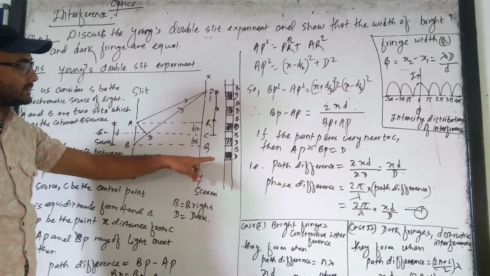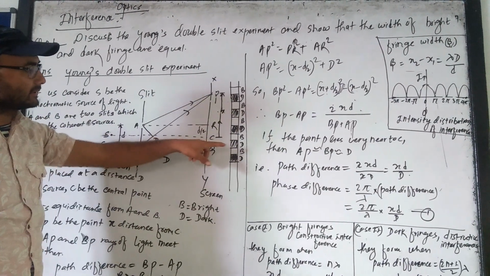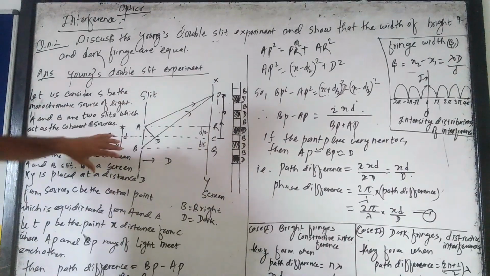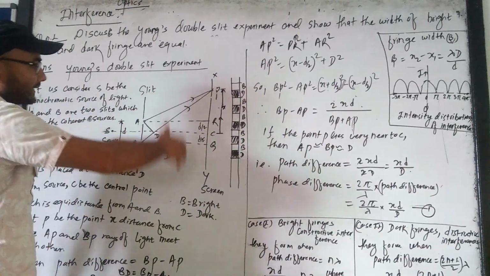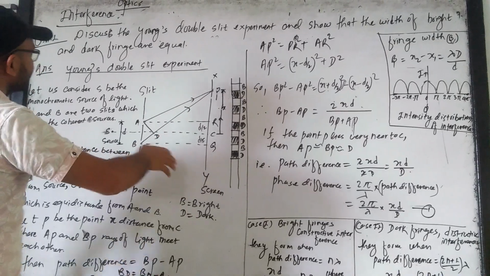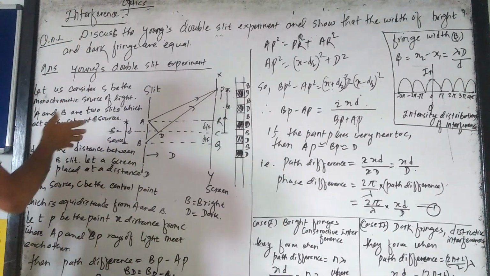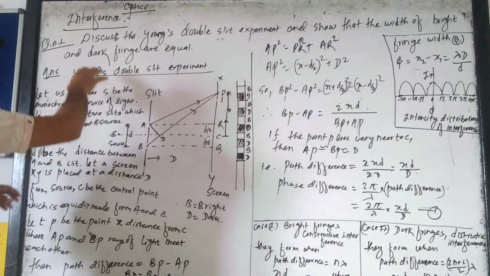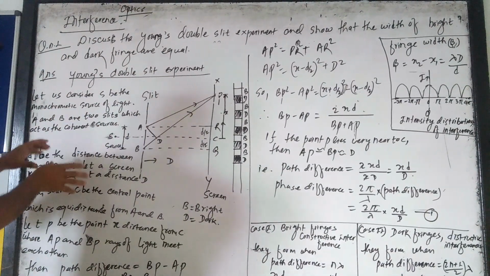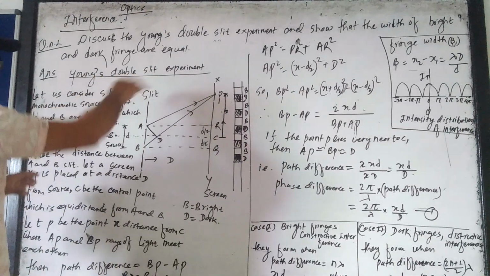Somewhere you can see the dark band, somewhere you can see the bright band, and where the dark bands and where the bright bands are is our main aim. One of the scientists, whose name was Young, first did an experiment which we call Young's double slit experiment.